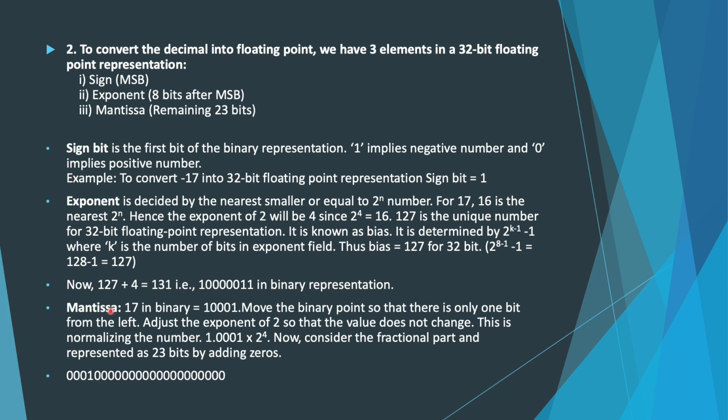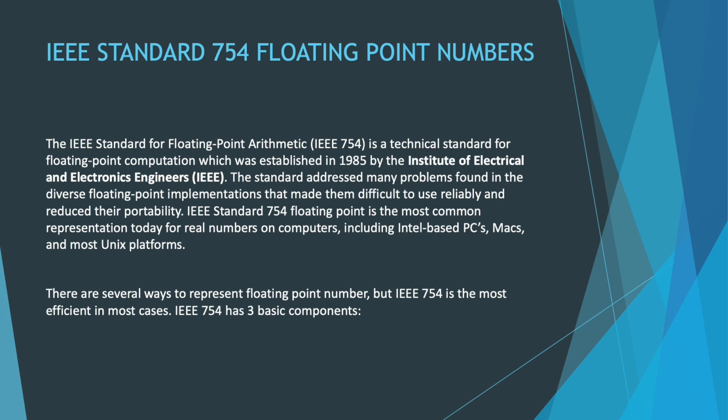Now, let's move to the mantissa part. 17 in binary equals 1, 3 times 0, 1. Move the binary point so that there is only one bit to the left. Adjust the exponent of 2 so that the value does not change. This is normalizing the number: 1.001 into 2 to the power 4. Now consider the fractional part and represent it as 23 bits by adding zeros, so we will get 0001 and 17 times 0. So next slide is IEEE standard 754 floating point numbers.